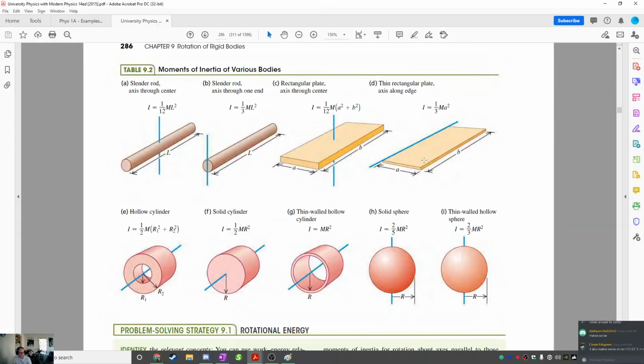Okay, so there are other moments of inertia, obviously, that are written here. There's a rectangular plate through its center. It has this moment of inertia. There's a rectangular plate along its edge. It has this moment of inertia.